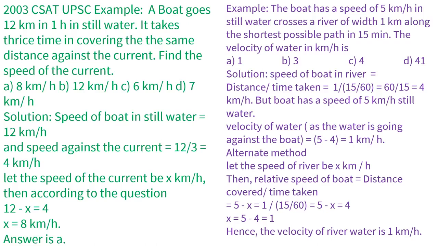And this is another way. We assume that the river is flowing with x kilometer per hour, so relative speed of boat is 5 minus x. 5 is the speed of boat. 5 minus x is equal to 1 upon 15 upon 60, which is equal to 4. So here we get x is equal to 1 kilometer per hour.